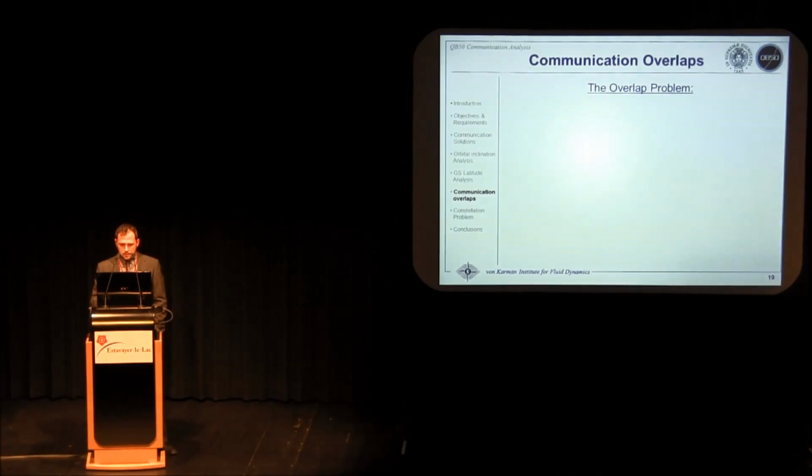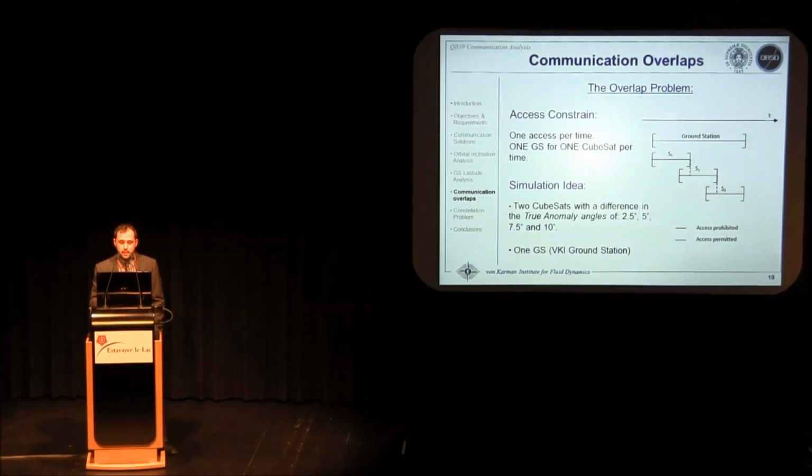So if we extend the number of satellites and we increase it, the first problem that we find is the overlap problem, because we have the big constraint that only one ground station can communicate with one CubeSat per time. So if we have 3 CubeSat in view of a single ground station, we will lose data.